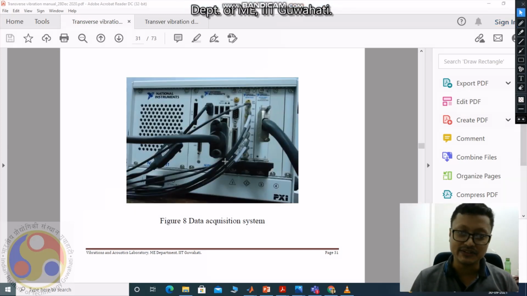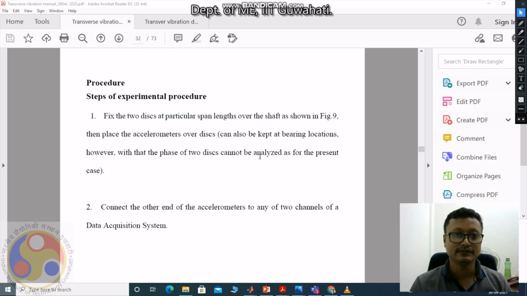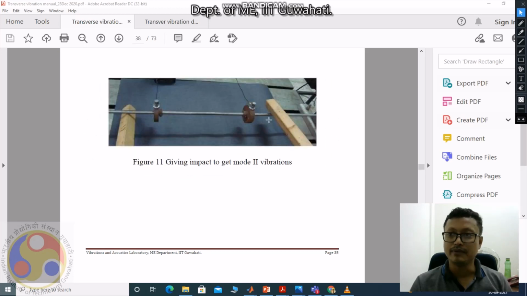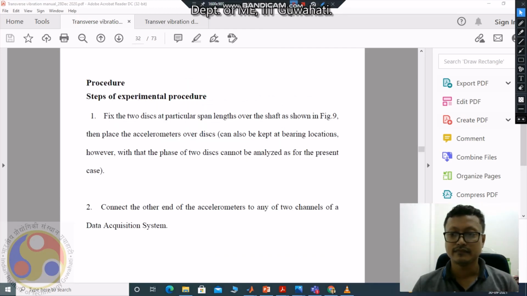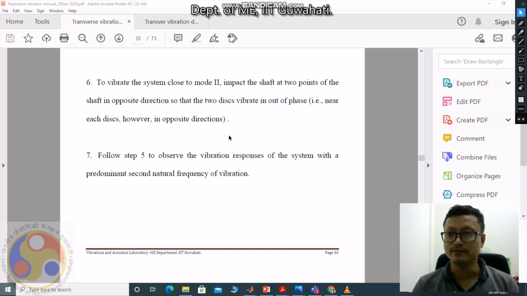This is the data acquisition system, and we are using it with that accelerometer. This data acquisition system gives you data in the PC. These steps you can read yourself, and I will directly go to the video part. In the video part, you will get a clear picture of this experiment. This is the procedure. These things you can read by yourself. Let's move to the experiment.